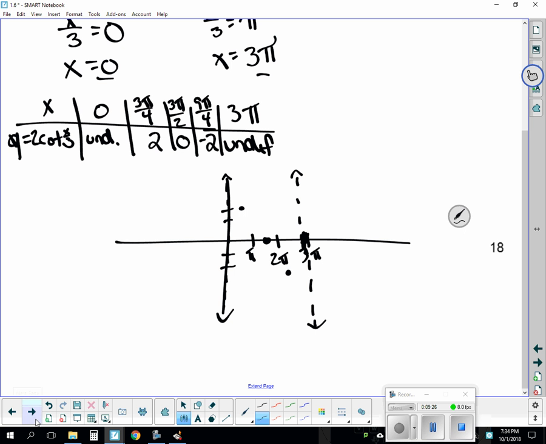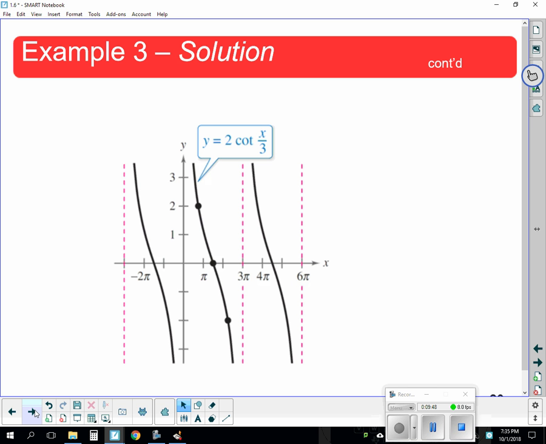Okay, now I want to connect these, and I want to make them extend forever vertically. I really struggle with making those not look like a straight line when I'm drawing them. Hopefully you guys are doing better with that. And then you could just repeat this. If they ask you for 2 periods, do another period this way or another one this way. If they ask you for 3, do one each way. Okay, this is what it should look like.